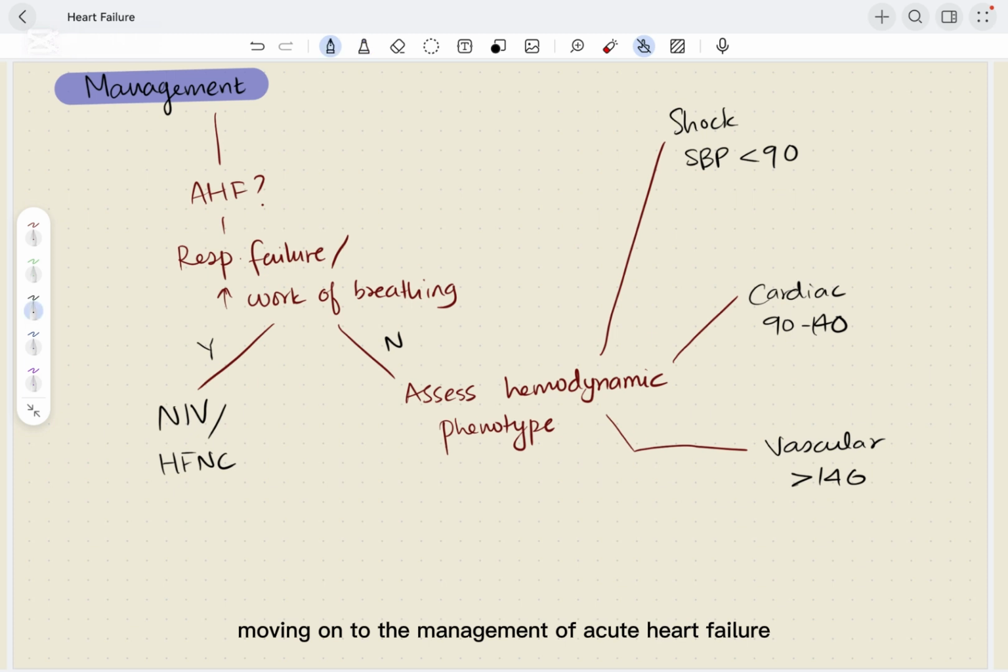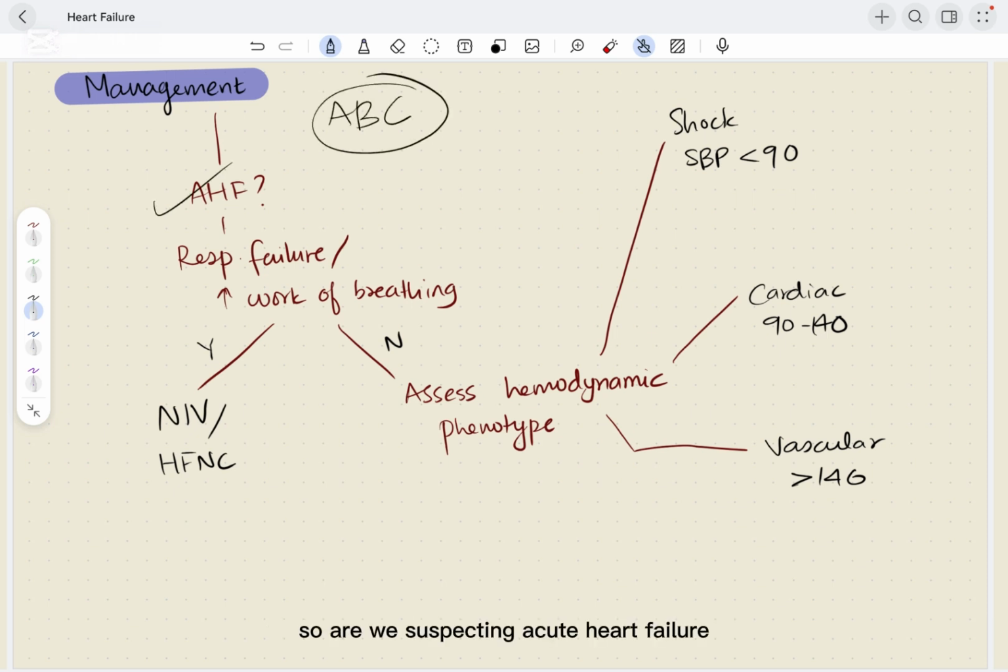Moving on to the management of acute heart failure. So, we manage it just like any other emergency. We'll assess our ABCs. So, are we suspecting acute heart failure? If yes, then is there any respiratory failure or increased work of breathing? If there is, then we start them on non invasive ventilation. But if they don't tolerate non invasive ventilation, or if there is any contraindication to it, then we can also consider high flow nasal cannula.